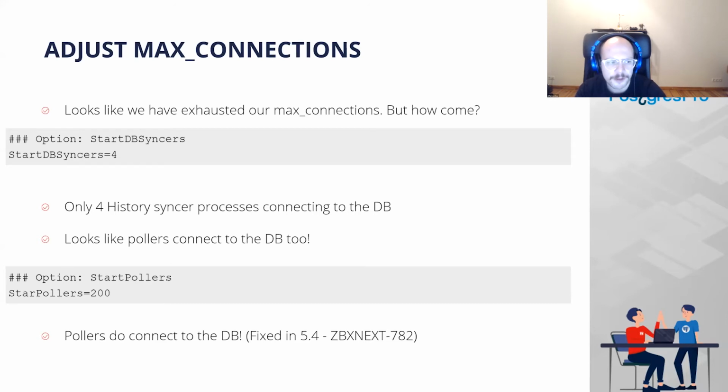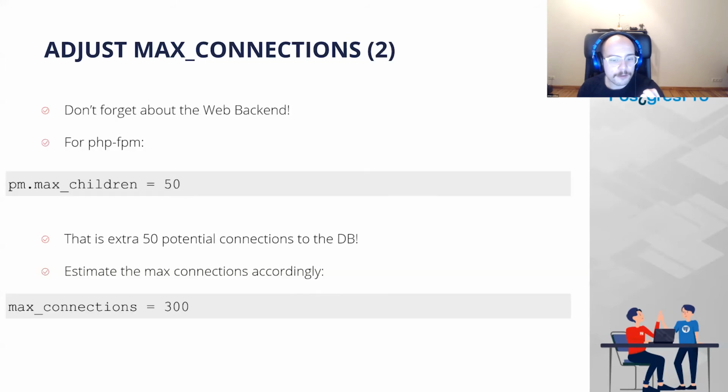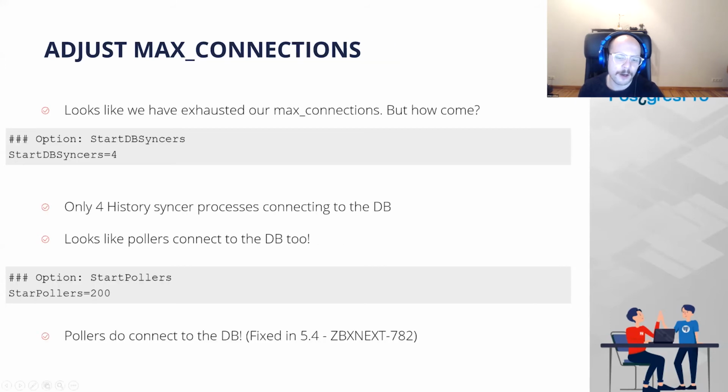And this will, by the way, be fixed in the coming versions. So right now, we need to take into account that we have something like 204 processes, maybe a little extra, maybe there's something that I'm forgetting, but something around low 200s connecting to the database. And here, by the way, I have pointed out a ZBXNEXT where this issue will be fixed. You can follow this. Should be fixed in 5.4.